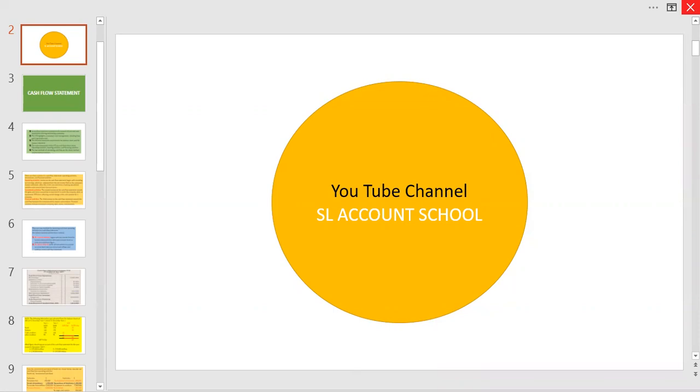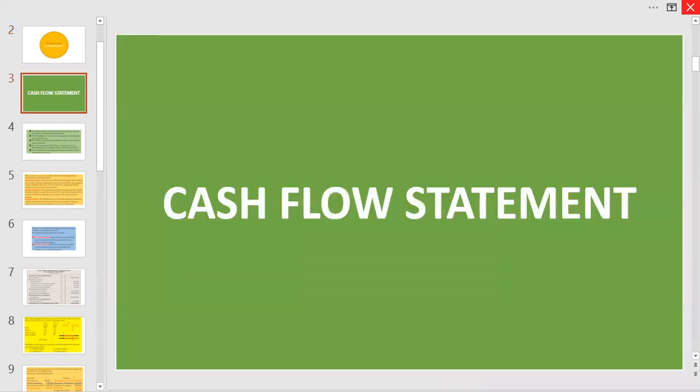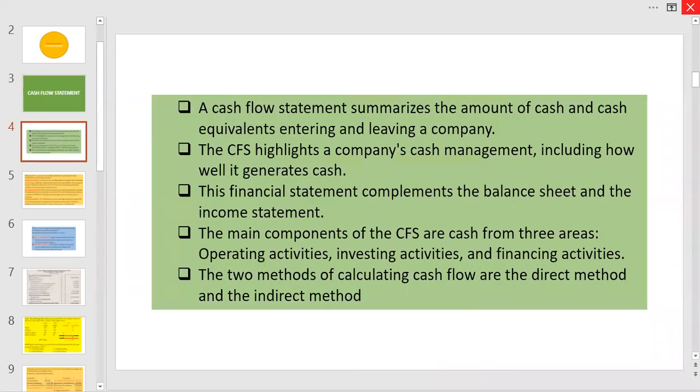Today's topic is cash flow statements. Let's look at some bullet points. A cash flow statement summarizes the amount of cash and cash equivalents entering and leaving a company. It highlights the company's cash management, including how well it generates cash. This financial statement complements the balance sheet and the income statement.